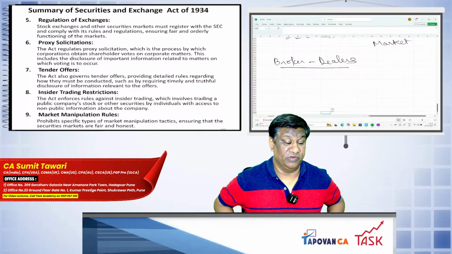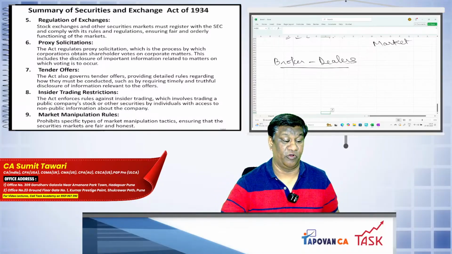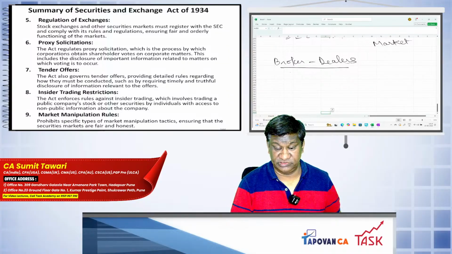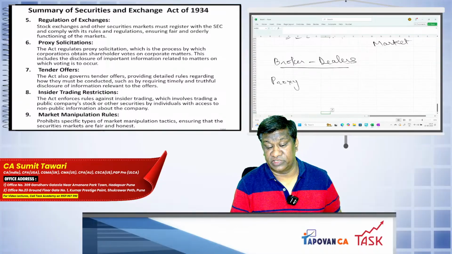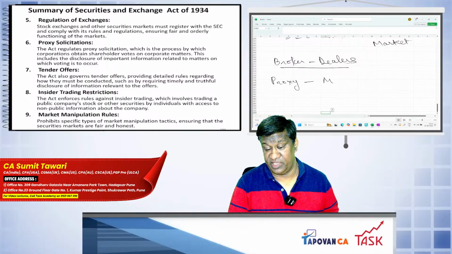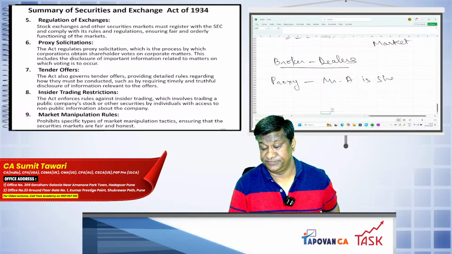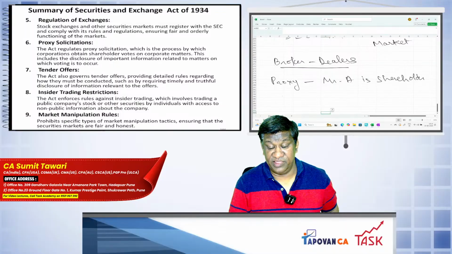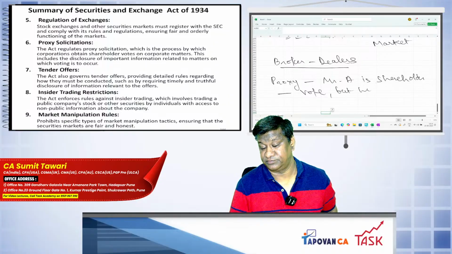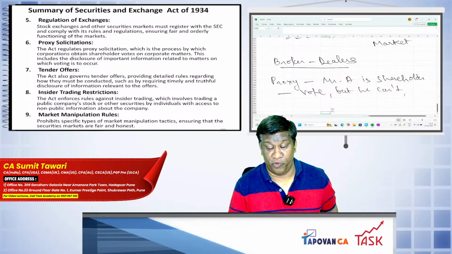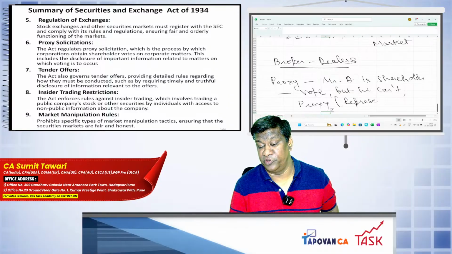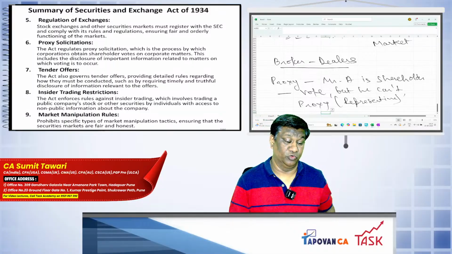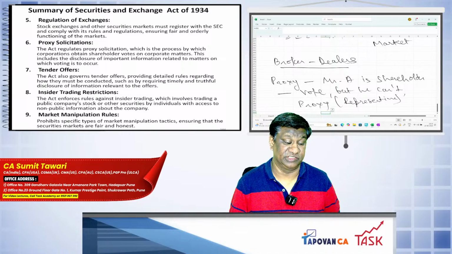Proxy solicitation. The Act regulates proxy solicitation, which is the process by which corporations obtain shareholder votes on corporate matters. Proxy basically means, say Mr. A is a shareholder and he needs to vote, but he can't because of unavailability. Then he will appoint a proxy, whom we consider a representative. How we can appoint the proxy, and whatever the method, rules and regulations applicable related to proxy solicitation, that is also given in the SEC Act 1934.